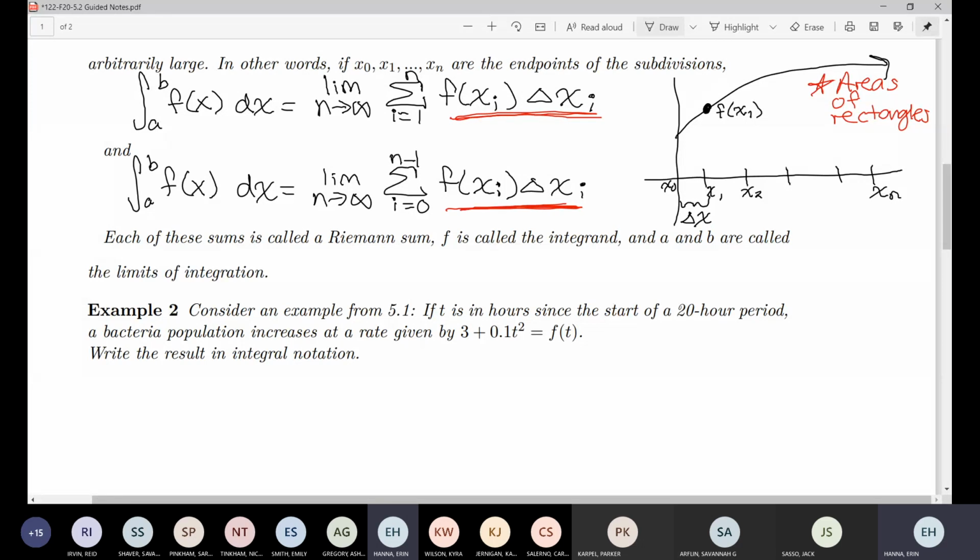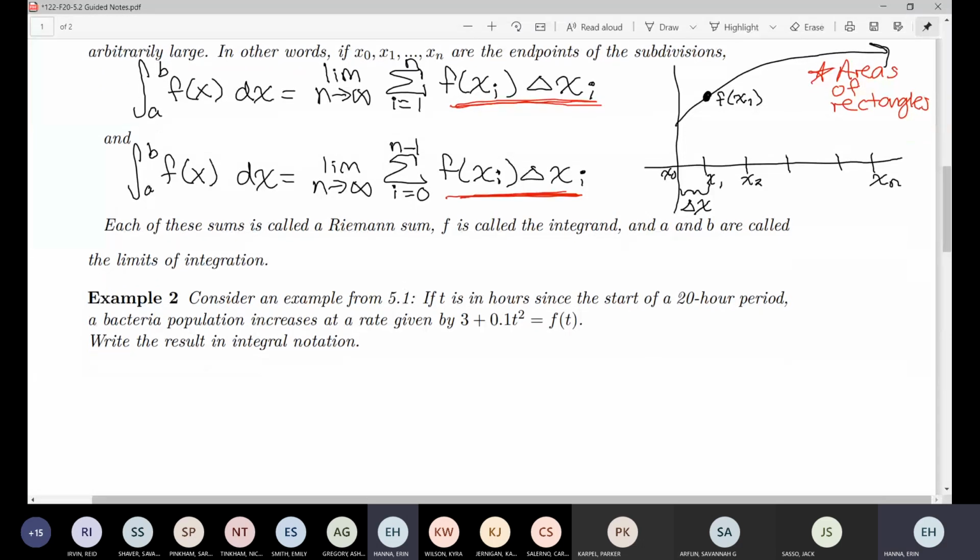So in 5.1, there was an example. The very last example was essentially finding Riemann sums for that function for different widths. So say we actually wanted to write that in integral notation. Say we wanted to take this situation: if t is an hour since the start of a 20-hour period, bacteria population increases at a rate of 3 + 0.1t squared, f of t. And we wanted to write that in integral notation.